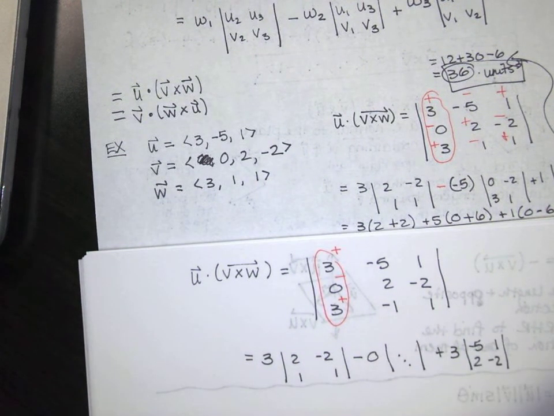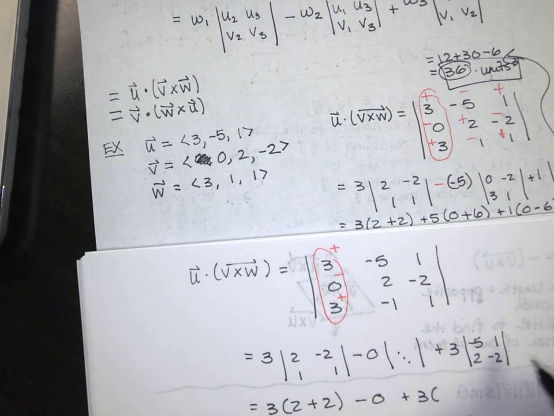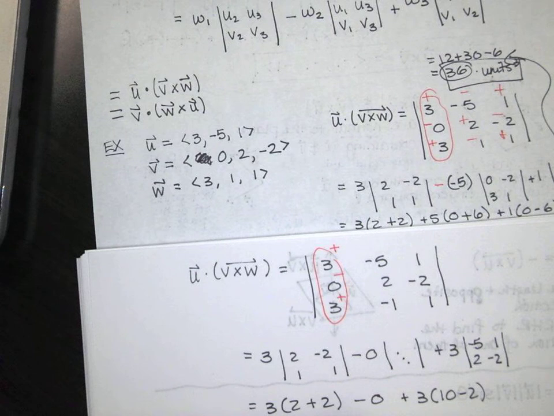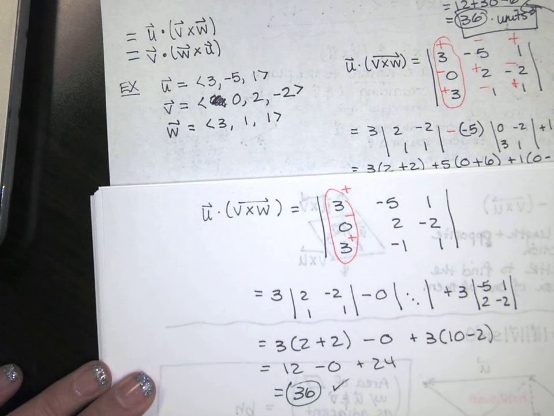Should get 36 either way. It shouldn't matter which row or column we expand along. So we still have 3 times 2 minus a negative 2, minus 0, plus 3 times 10 minus 2. So 3 times 4 is 12. This is 3 times 8, which is 24. And 24 and 12, that's 36. Same thing as I got over there. Oh, very good. Same thing either way.